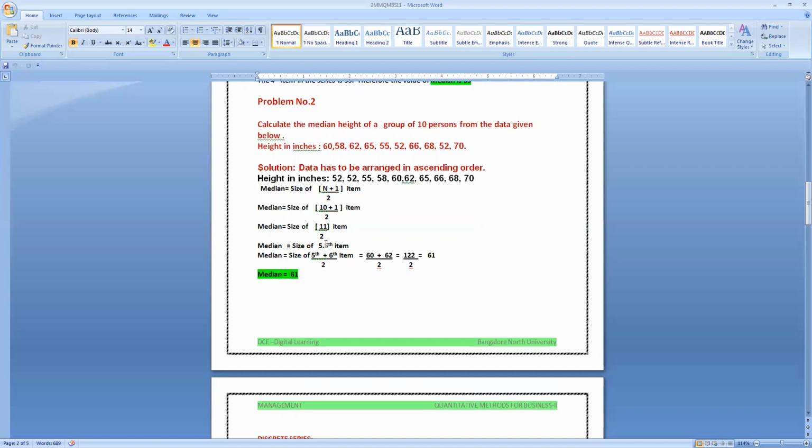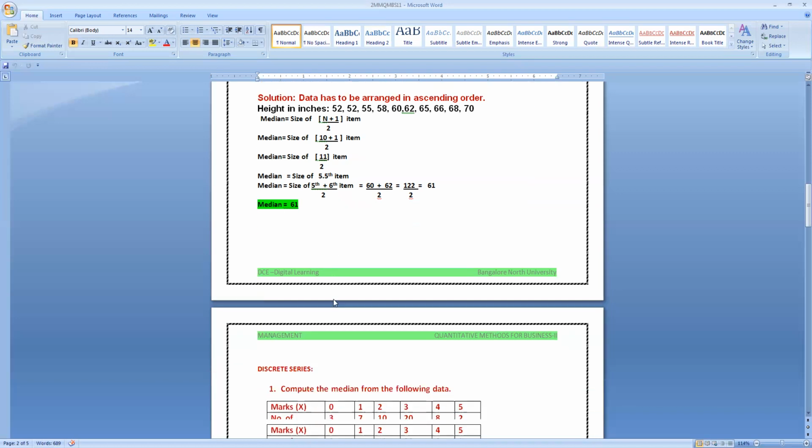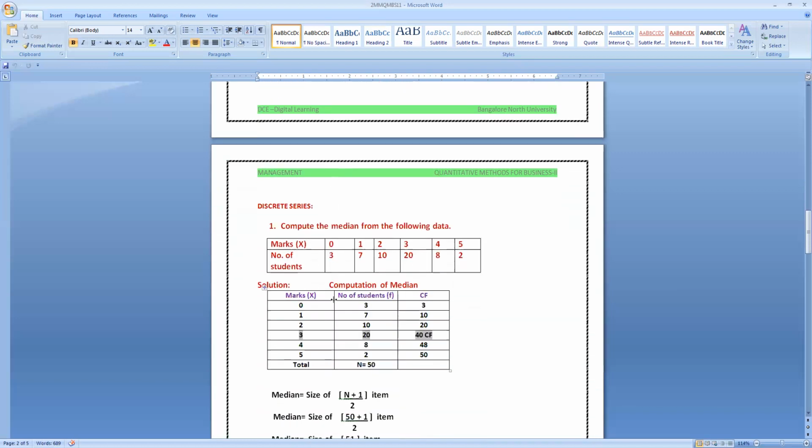Here we didn't get an exact value. 5.5 means the fifth and sixth items. If we get a decimal, the average of the fifth and sixth items, divided by 2, is to be considered as the median value. What are the fifth and sixth items in the arrangement? They are 60 and 62. 60 plus 62 divided by 2 is 122 divided by 2, which is 61. Therefore, the value of the median is 61. This is how we calculate in the case of individual series.